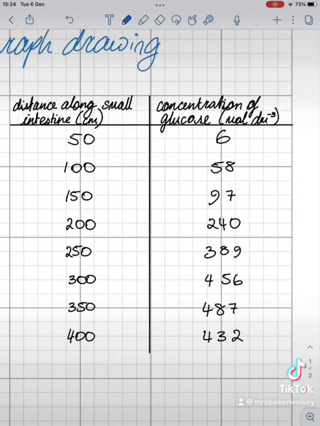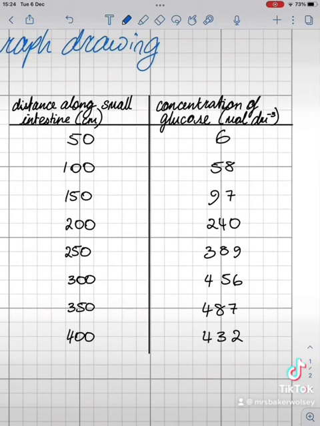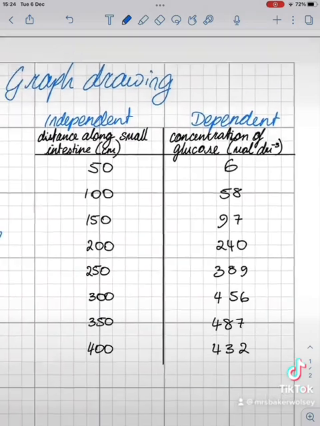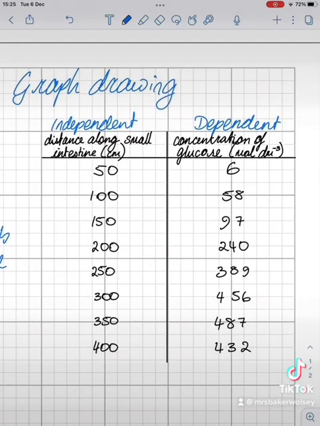This table shows us the concentration of glucose at different distances along the small intestine, looking at how starch is digested. Note that most tables, with exceptions, will have the independent variable on the left-hand side and the dependent variable, often with the repeats and a mean, on the right. This information can be useful in answering questions, but you should also follow this convention yourself when designing tables.